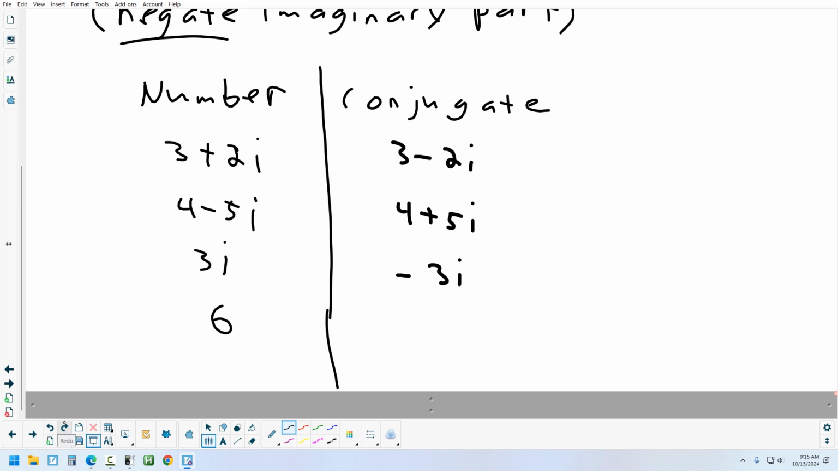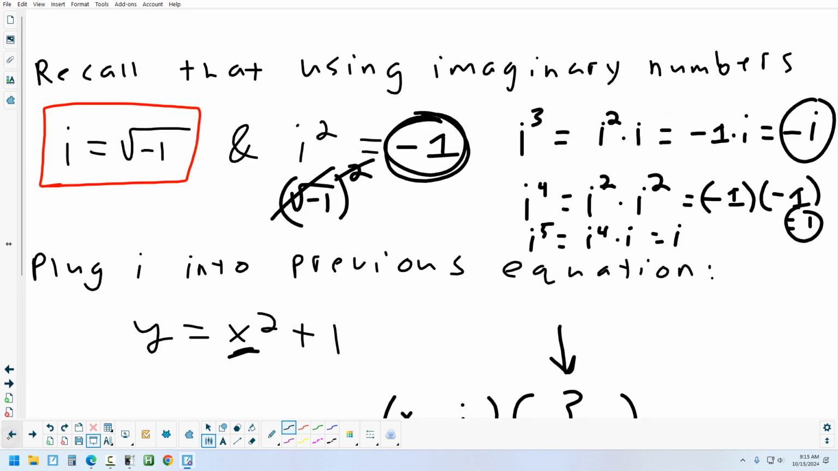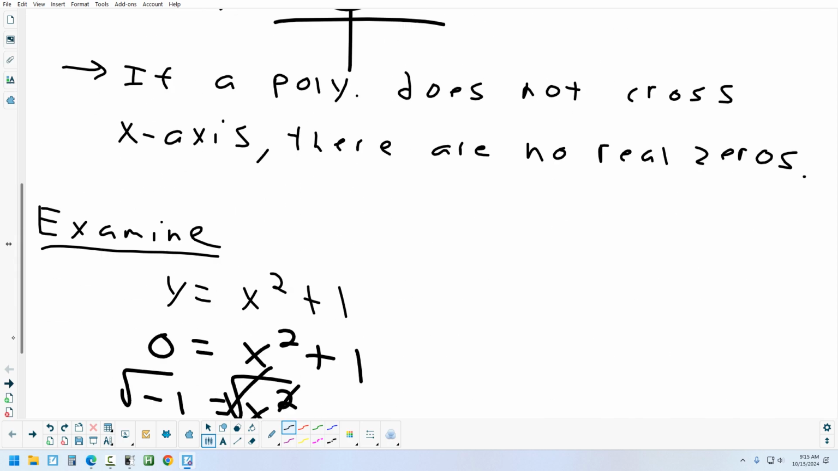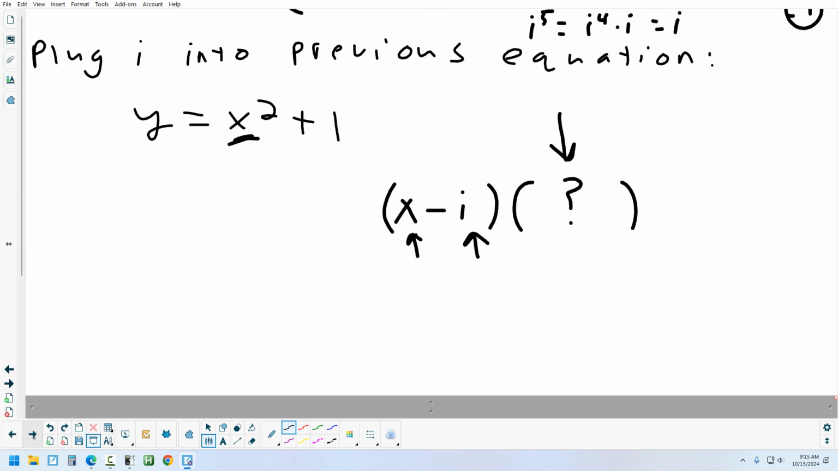Same thing. You could think of 6, the original one, as 6 plus 0i. The conjugate would be 6 minus 0i. And the conjugate is going to be a really important concept for two things. One, when we do division, we need to use it. And two, when we were factoring something earlier, I asked what this other factor would be. Well, it happens to be the conjugate of the first one.